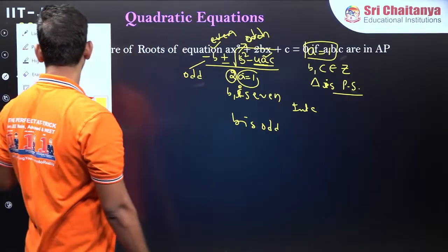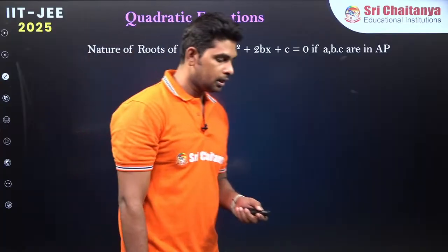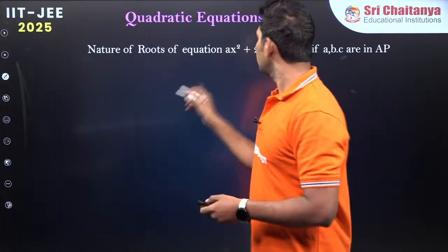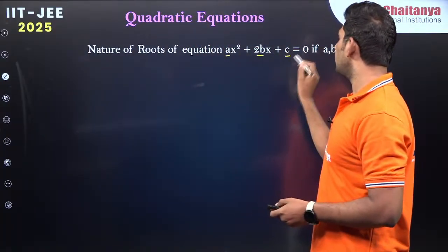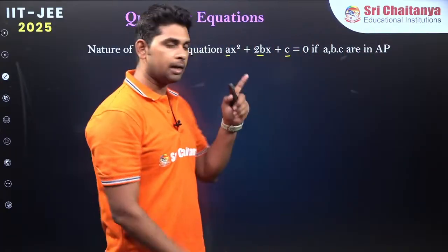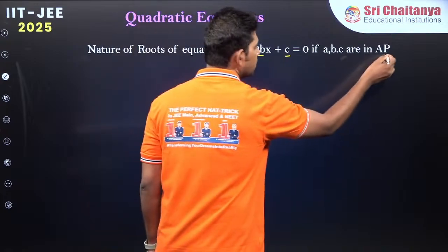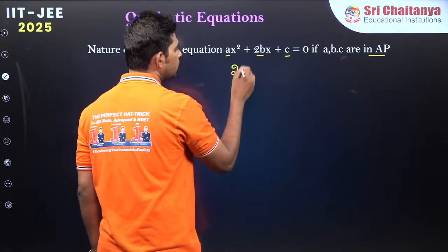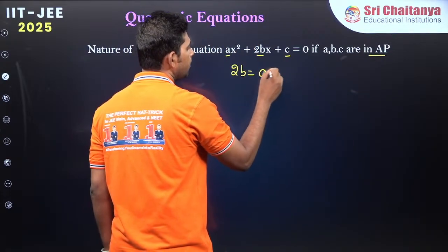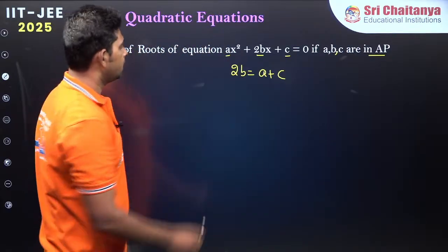And then we have the nature of the roots of the equation. So we need to find when the coefficients a, 2b and c of the given quadratic equation are in AP. Yesterday we were discussing that AP and GP. So AP, what was the condition? That 2b equals a plus c. Now let us use this 2b equals a plus c for the discriminant here.